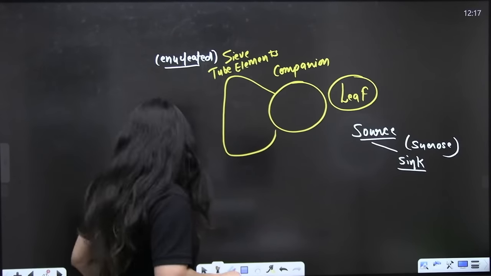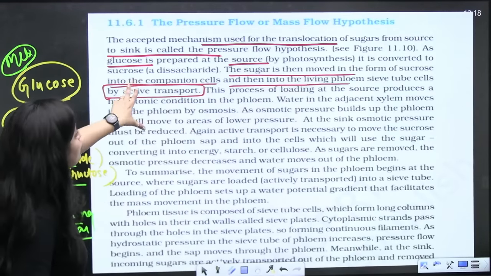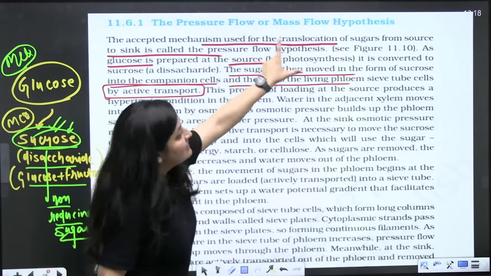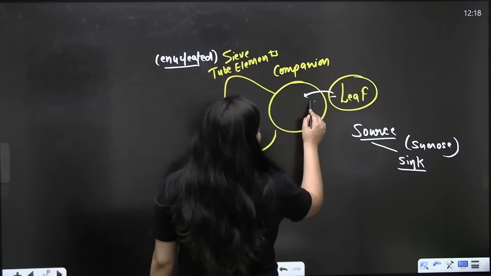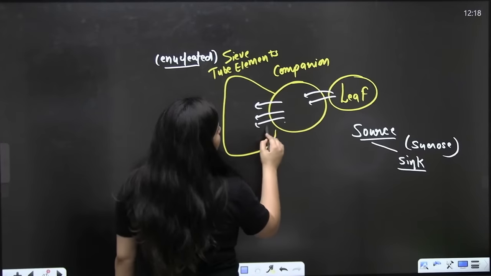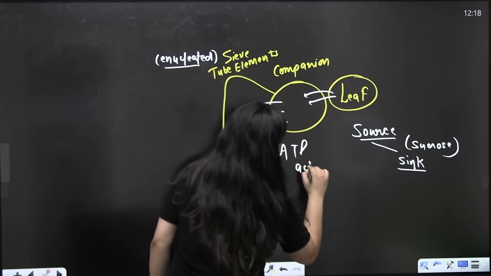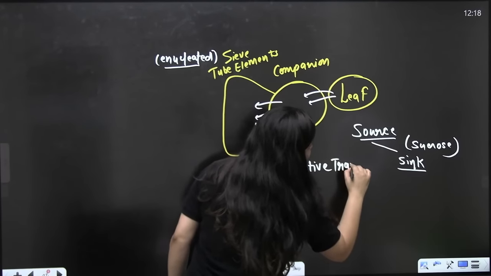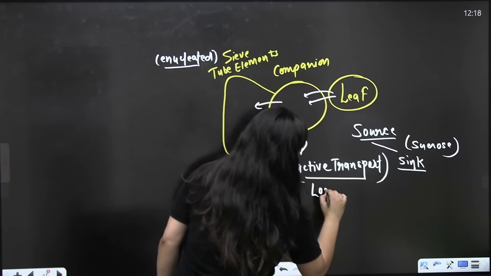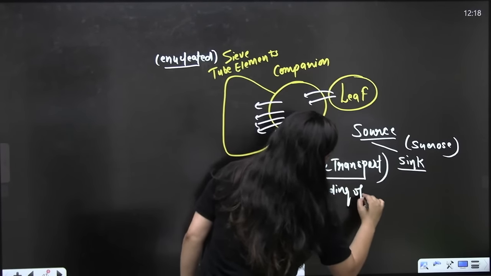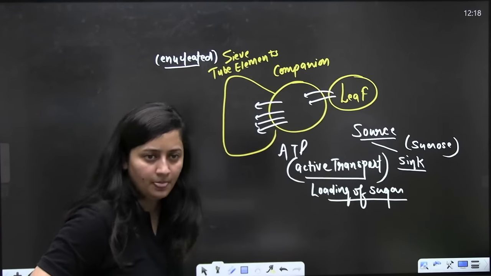As mentioned in the NCERT, the sugar is moved in the form of sucrose into companion cells and then into the sieve tubes by active transport. So, firstly the sugar will move here, then from here to here, and how? By the use of ATP. For the loading of the sugar, active transport is there, and even for the unloading, active transport is there. Is that clear?